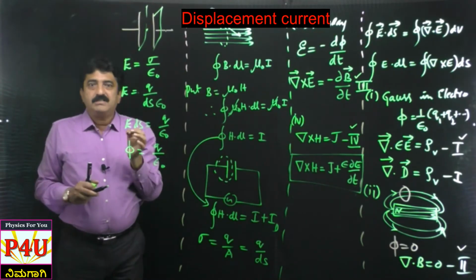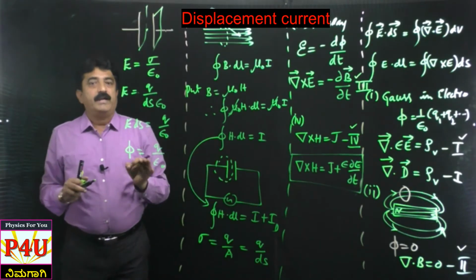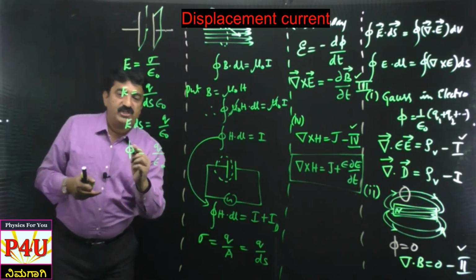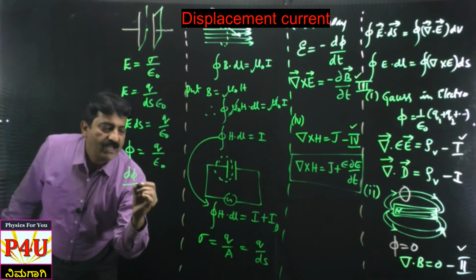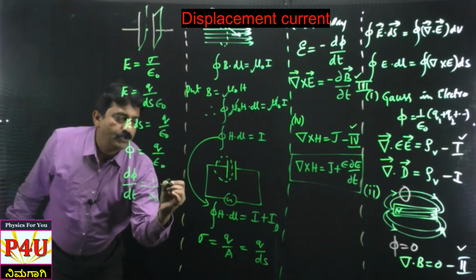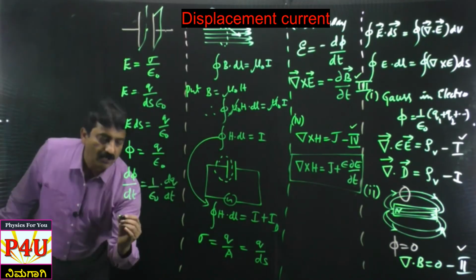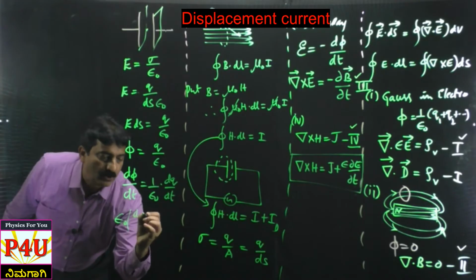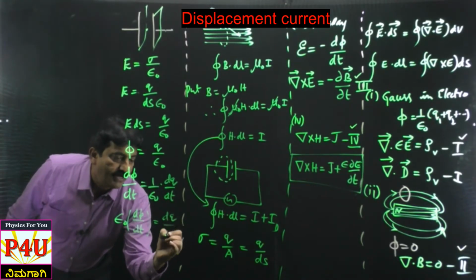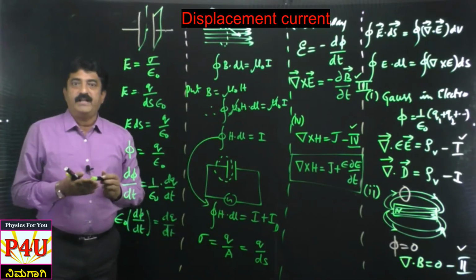See, equations are very important. You can play with equations, and they will give you a sort of pleasure, right? Now you differentiate this. d phi by dt is equal to 1 by epsilon naught into dq divided by dt. Correct? Take epsilon naught here. Epsilon naught into d phi by dt is equal to dq by dt. Please follow carefully, dear students.